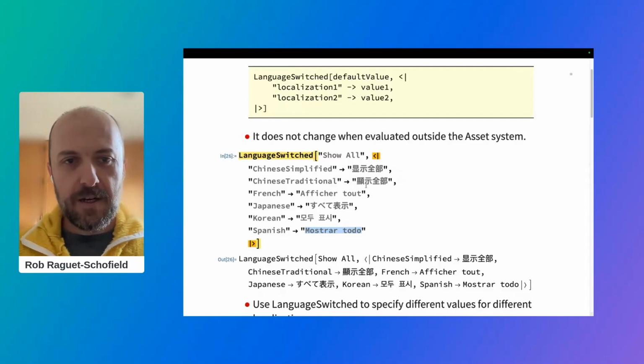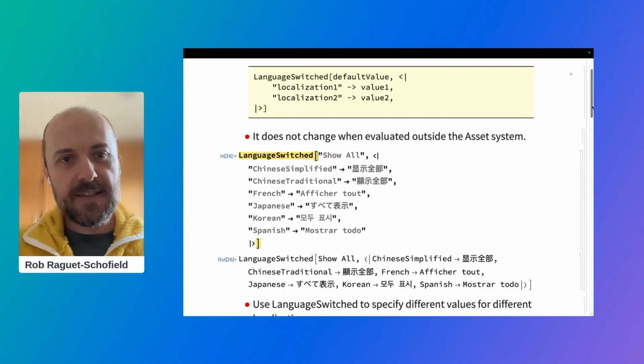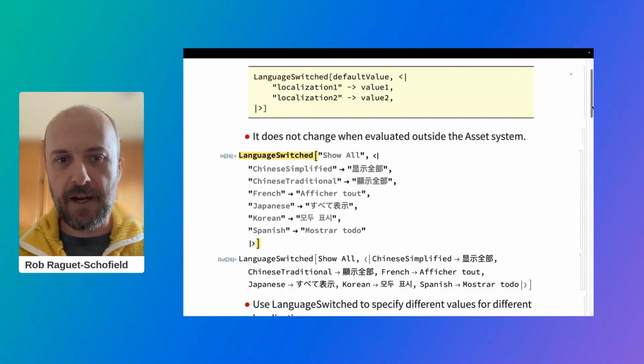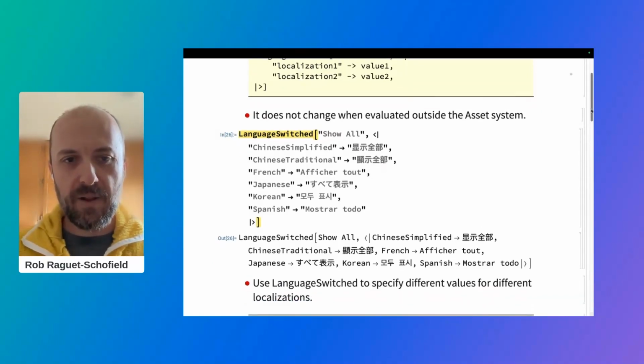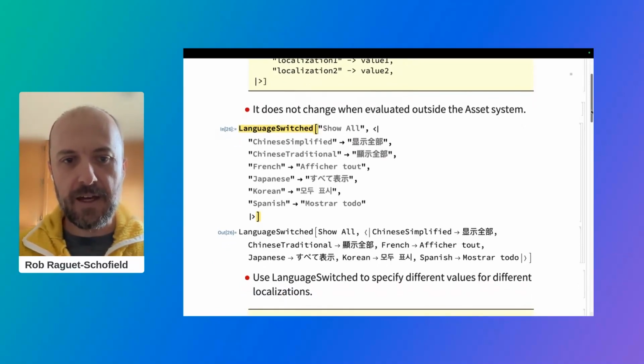One important thing to note is that this doesn't change upon evaluation in the kernel. And the reason for that is that this only makes sense when used in the asset environment in the front end. The front end knows what language and also what platform you're running on, and it makes the right decision about which of these values to use.